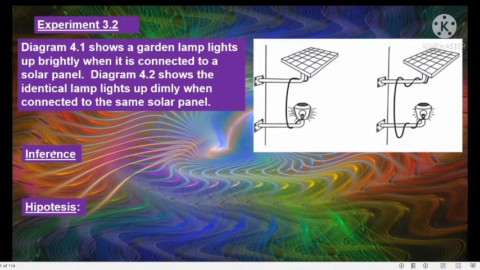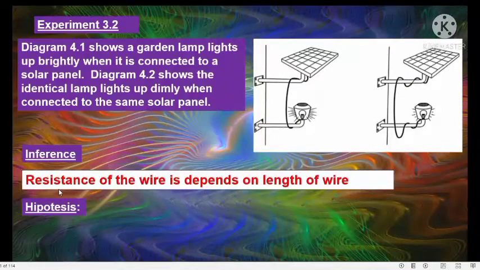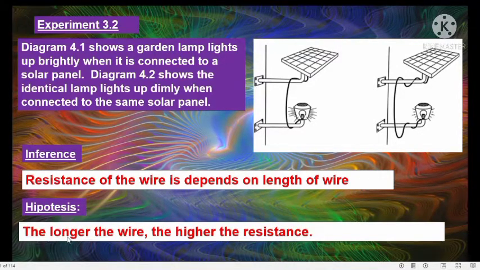Okay, let's look at inference. Inference is based on this situation given, diagram 4.1 and diagram 4.2. What we can say about the situation given? So from here, we can say resistance of the wire depends on length of wire. Hypothesis: the longer the wire, the higher the resistance. Or you can write as, when the length of the wire increases, resistance of the wire increases. Okay, that one is hypothesis.